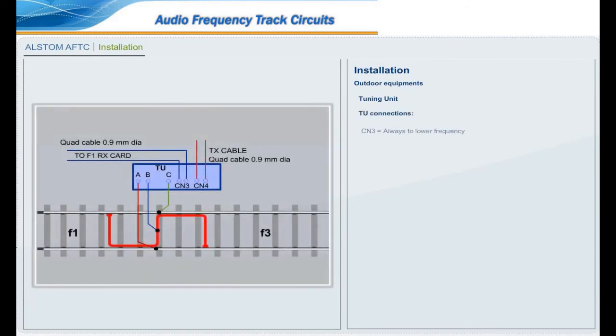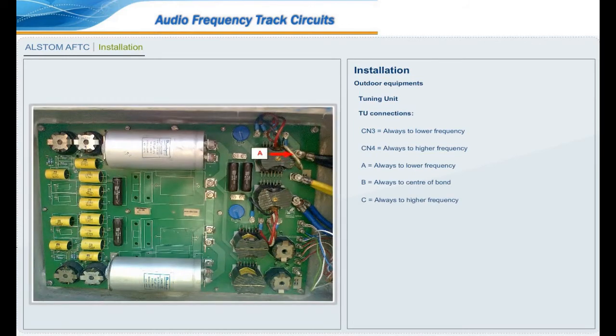TU connections: CN3 always to lower frequency, CN4 always to higher frequency, A always to lower frequency, B always to center of bond, C always to higher frequency. Earth connection in the tuning unit shall be done as per the OEM manual.